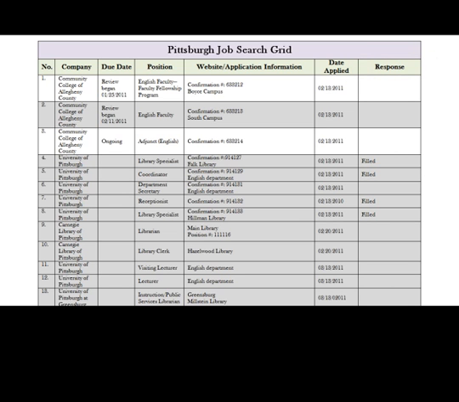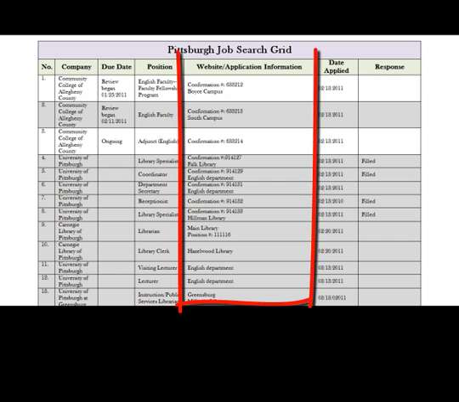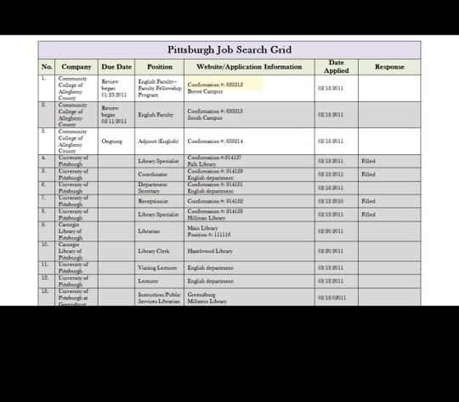Each field is flexible. For example, in the website application information column, I sometimes include an application confirmation number, the specific location of the position, notes about the position description, or linked documents related to my application. The job search grid helps me to remember where I applied, when I applied, and what response, if any, I received.